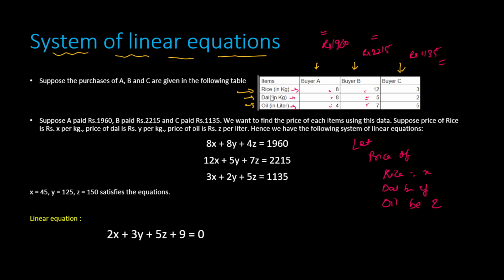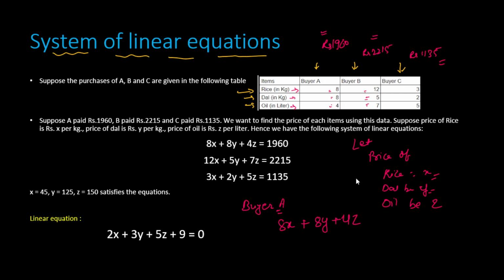Okay, so if we talk about buyer A, he bought 8 kg of rice, so the amount he paid for rice is basically 8x, as x is the cost of 1 kg of rice. Same, he bought 8 kg of dal, where the cost of 1 kg of dal is y rupees, and he bought 4 kg of oil, which costs z for 1 kg.